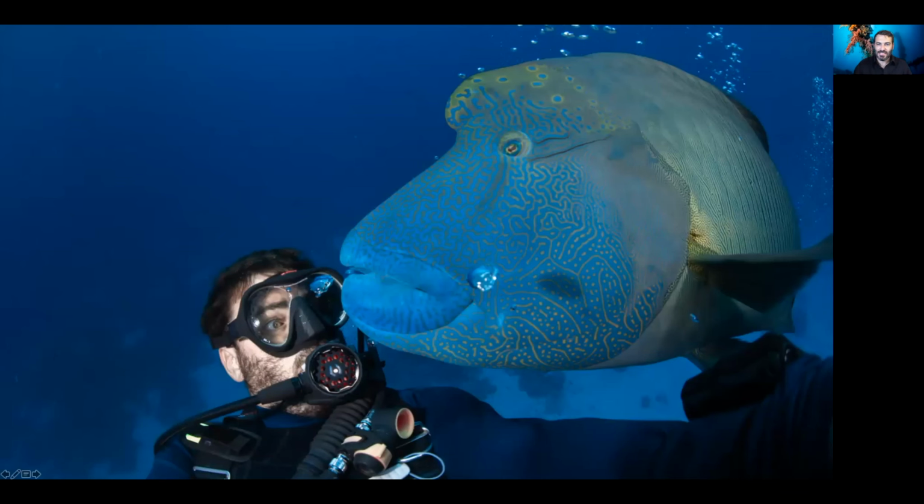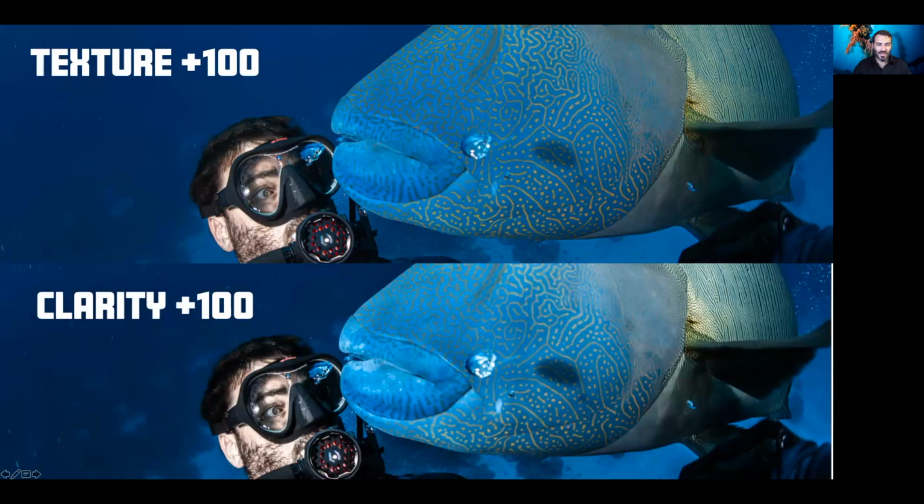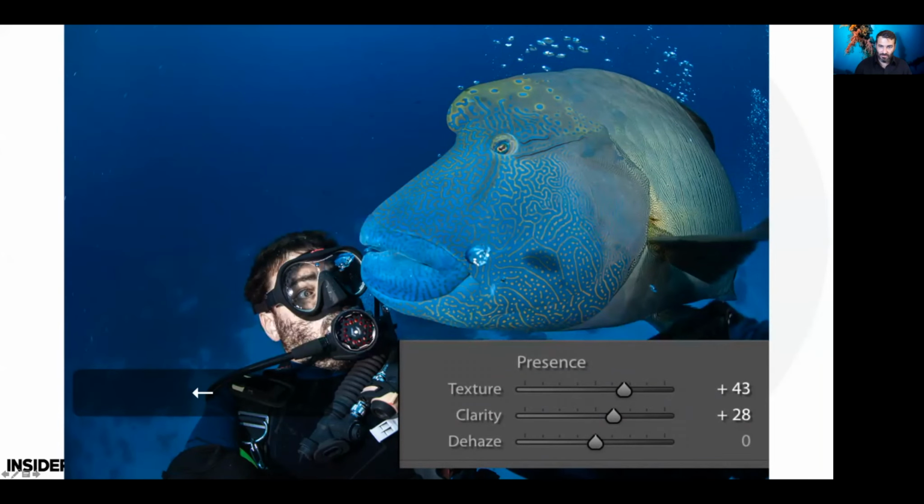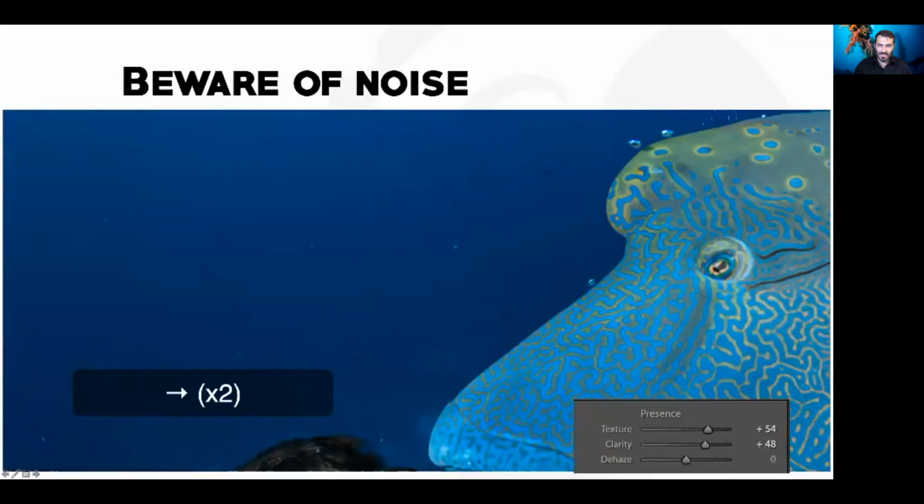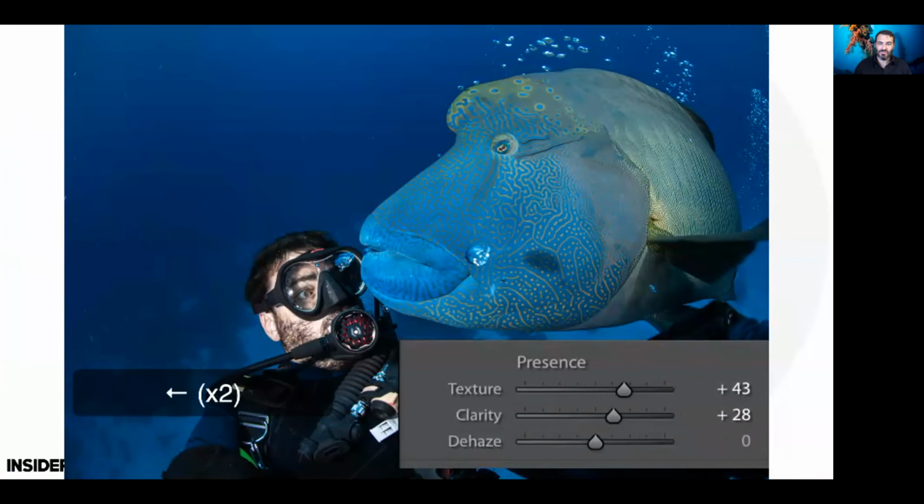So here, let's take a selfie from the Red Sea with this amazing wrasse that was super tame and was coming really close. I'm just going to show you the difference between 100% texture and 100% clarity. If you look in the details, both of them really do a good job on the structure on the fish. If you just compare this with the previous photo, you can see the structure is extremely good.